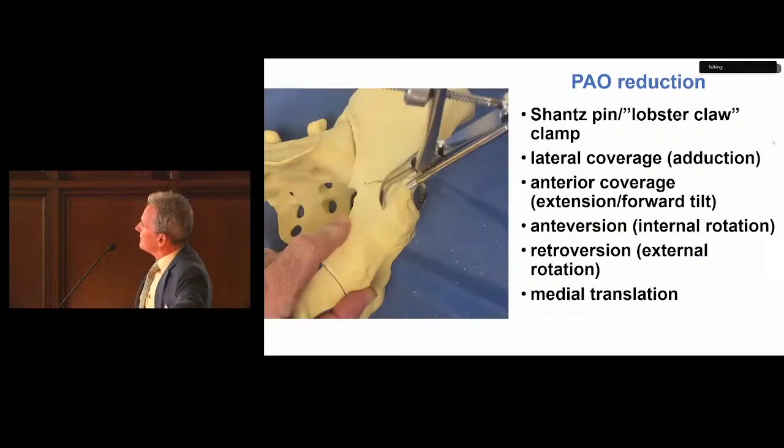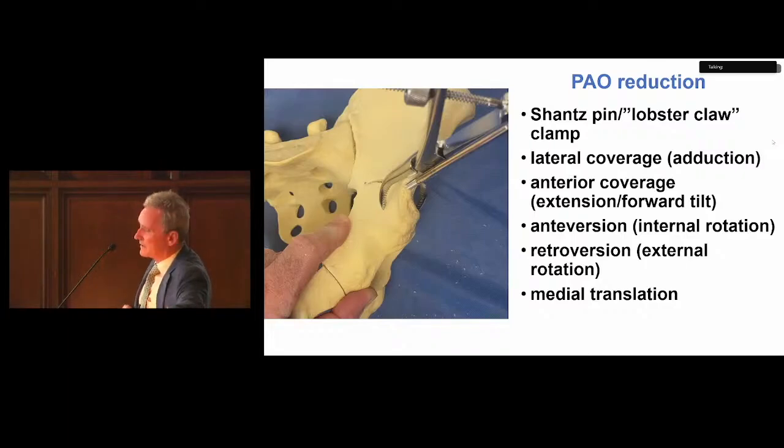So reduction, I use a Schanz pin placed between the inferior spine and the superior spine. There's a sulcus there with nice sclerotic bone, so I like to get the pin into that area. And then I use a large lobster claw clamp. And with this combination, I can do my full reduction in the vast majority of hips. Occasionally, for a huge reduction, I'll show you a couple other things I do.